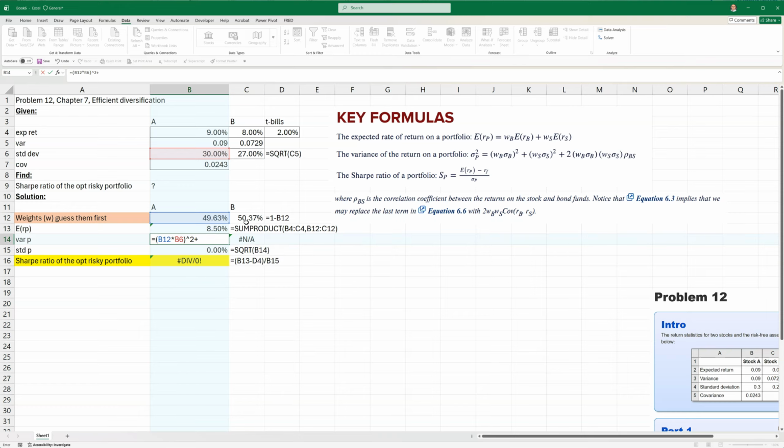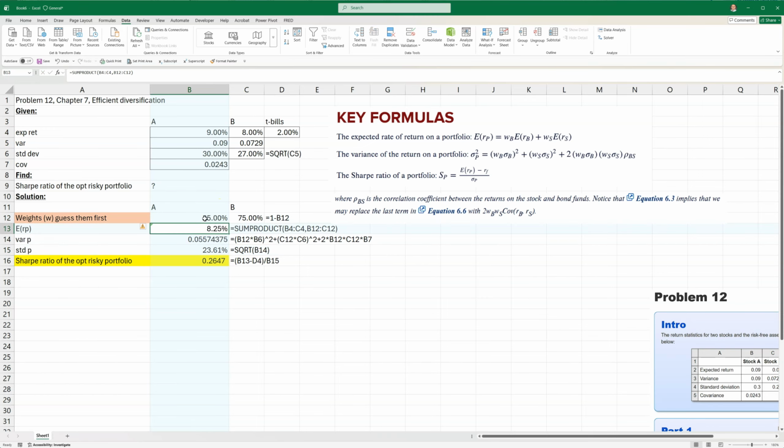Oh, don't forget the parentheses. This is kind of a tricky thing to put in. Plus the weight of B times the standard deviation of B. Okay, we're going to square that. And then plus 2 times the weight of A times the weight of B times the covariance. Okay, and let's go ahead and change it back to 25%.